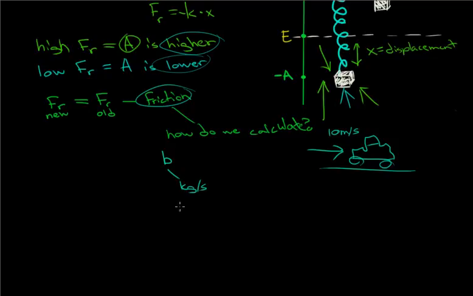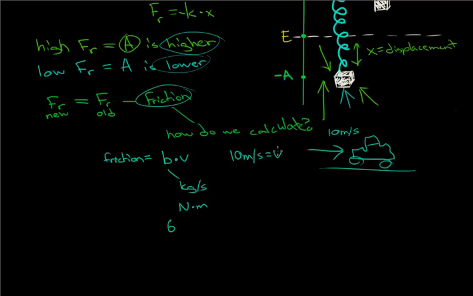Friction is measured with the damping constant B, and this is in kilograms per second, or we can measure this as newton-seconds per meter. So what this means is that if B equaled 6, then friction equals B times v. We take our damping constant B, in this case 6, and multiply it by velocity. Let's say our velocity is like this car, 10 meters a second.